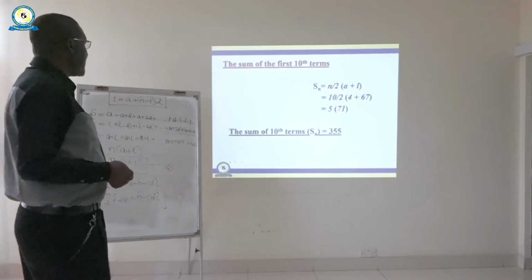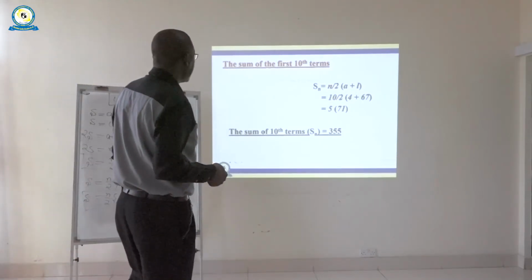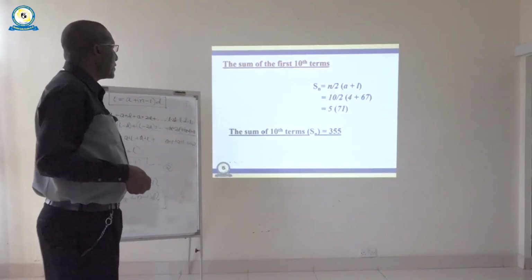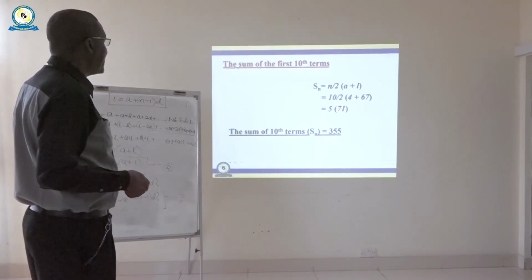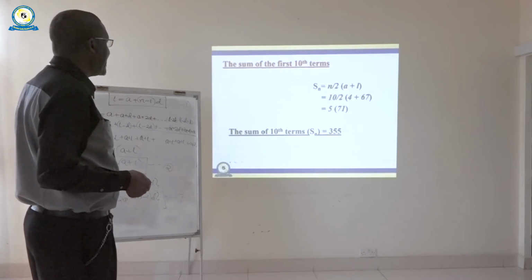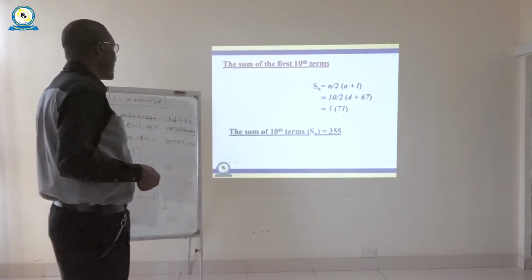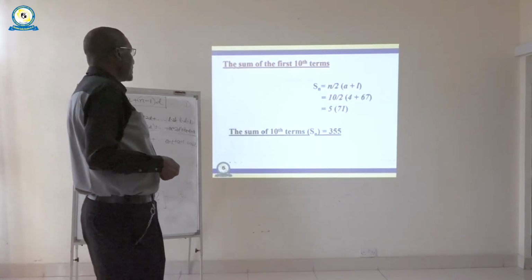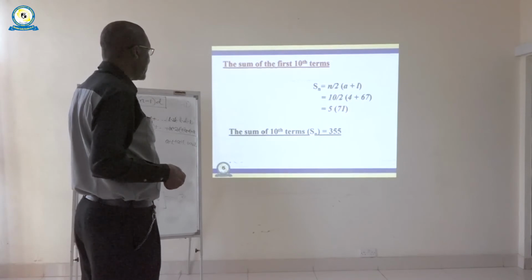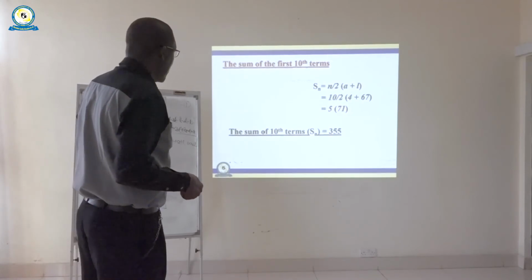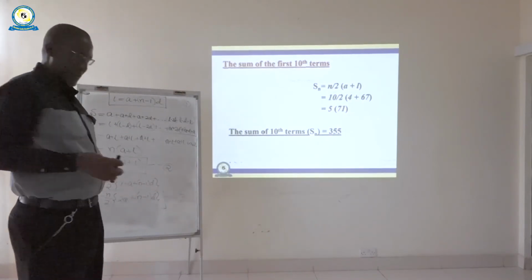For the sum of the first 10 terms, we find that S equals N divided by 2, A plus L. We can say equals 10 divided by 2, 4 plus 67, which is 71. So 5 times 71 equals 355.